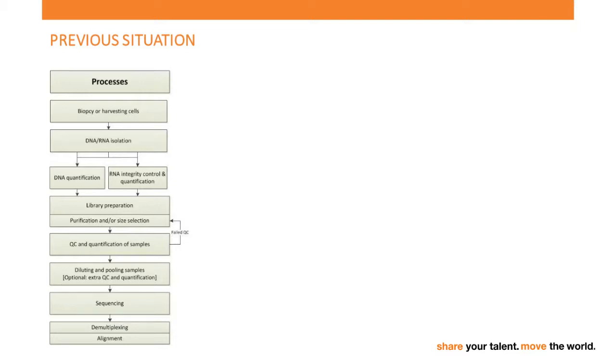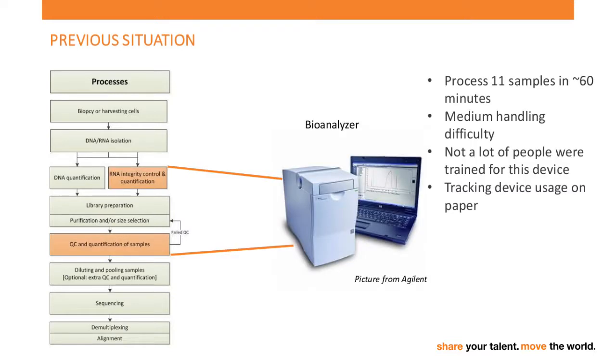And the problem that we're having regards these two processes, the RNA integrity control and quantification, and the QC of the library pools. In the old situation, we used to have the Bioanalyzer as the device for these two processes. It is a low throughput device, so you have 11 samples that you can run, and it takes about an hour to be processed. After that hour, you need to have this hands-on time again in order to start a next run of, for example, up to 11 samples.